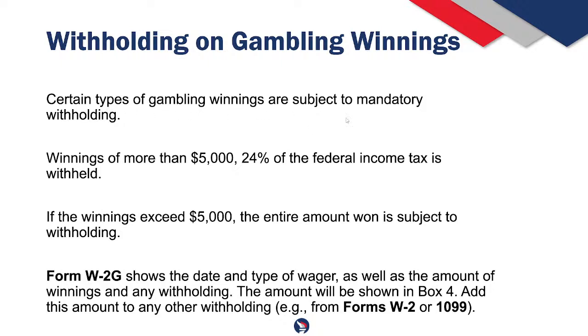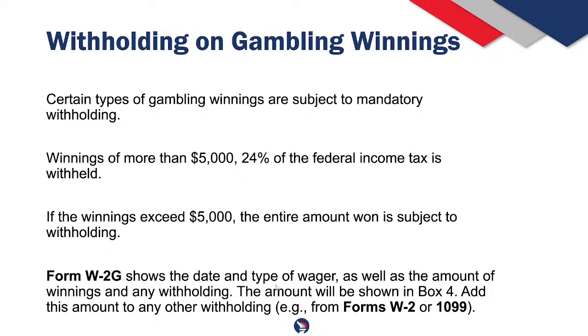Certain types of gambling winnings are subject to mandatory withholding. On winnings of more than $5,000, 24% is going to be withheld, and it's going to be represented on the W-2G as federal income taxes withheld. Just like anything else, that's actually a good thing. If the winnings exceed $5,000, the entire amount won is subject to withholding.